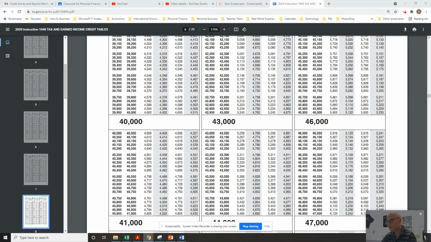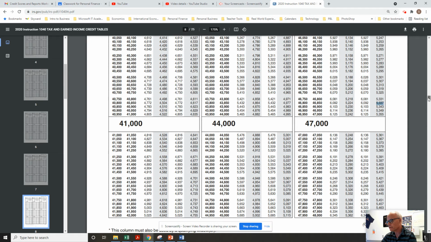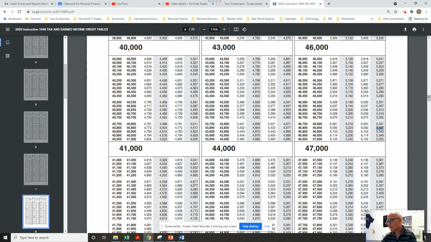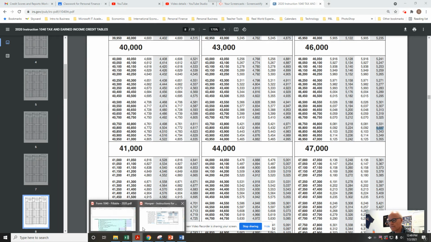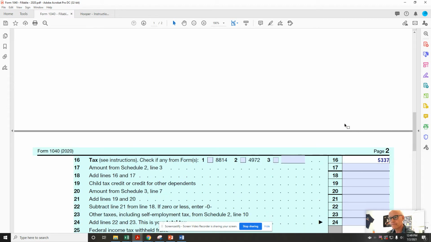46,800 to 46,850, you can test me on this. The last number in that column for head of household, again, last column is head of household, and that's 5,337 off the tax table for his tax on his income, 5,337. So that came from there.